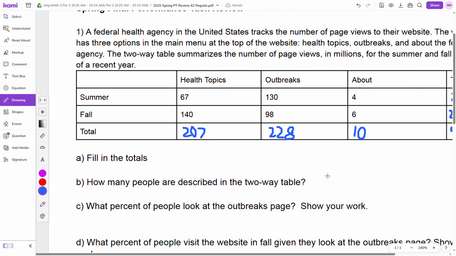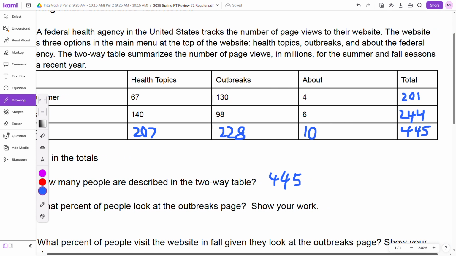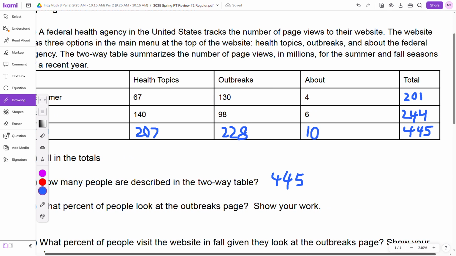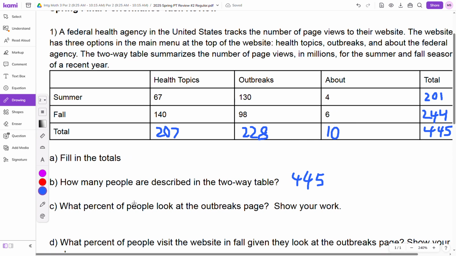How many people are described? Well, that would be 445, apparently. And what percent of people look at the outbreaks page? Well, of people implies total, right? It didn't say what kind of people. It didn't say anything particular about it. So that tells me that it's actually referring to the total. And so therefore, this is the outbreaks page total over the total.